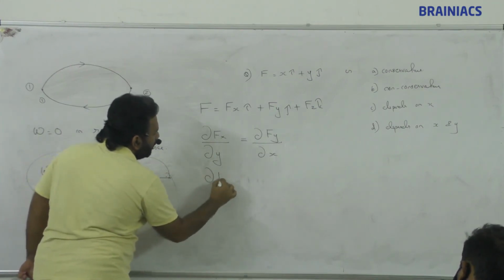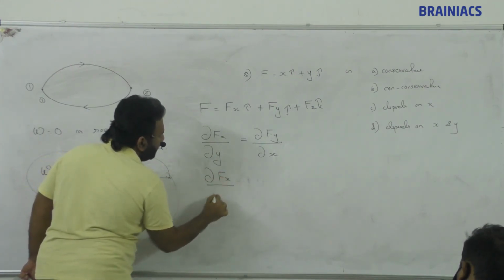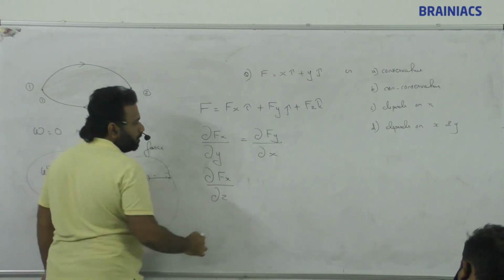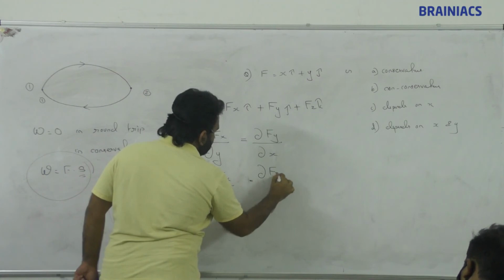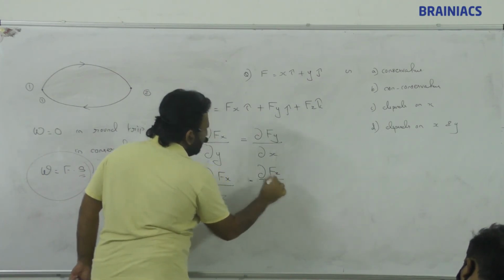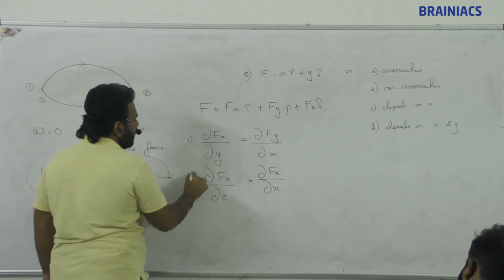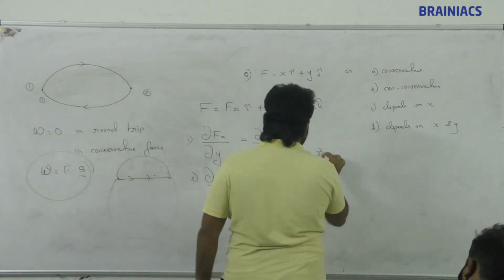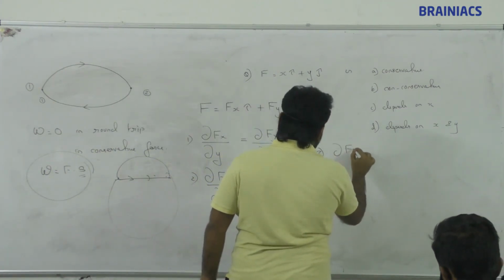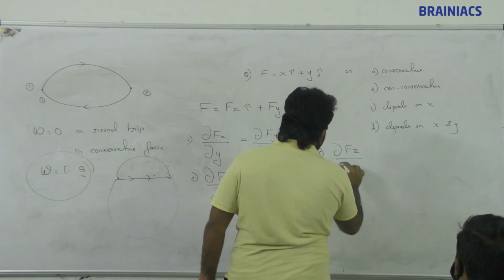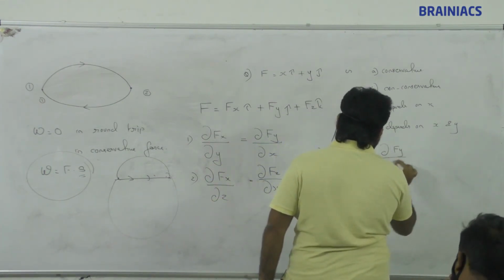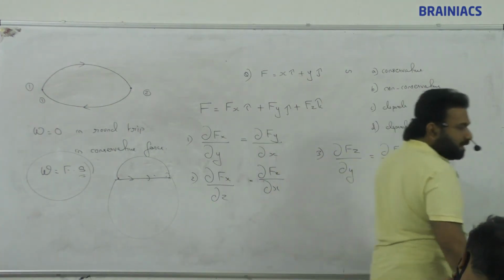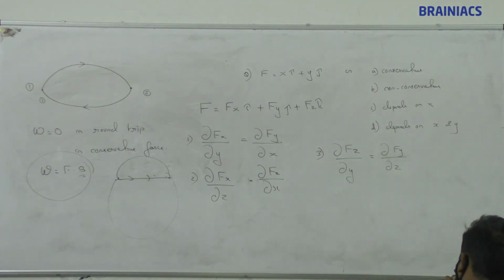Now dou Fx divided by dou z, if it is equal to dou Fz divided by dou x, number 1. Number 2. Number 3 is dou Fz by dou y is equal to dou Fy divided by dou z. If these conditions are met, then that is conservative. Otherwise it is not conservative.